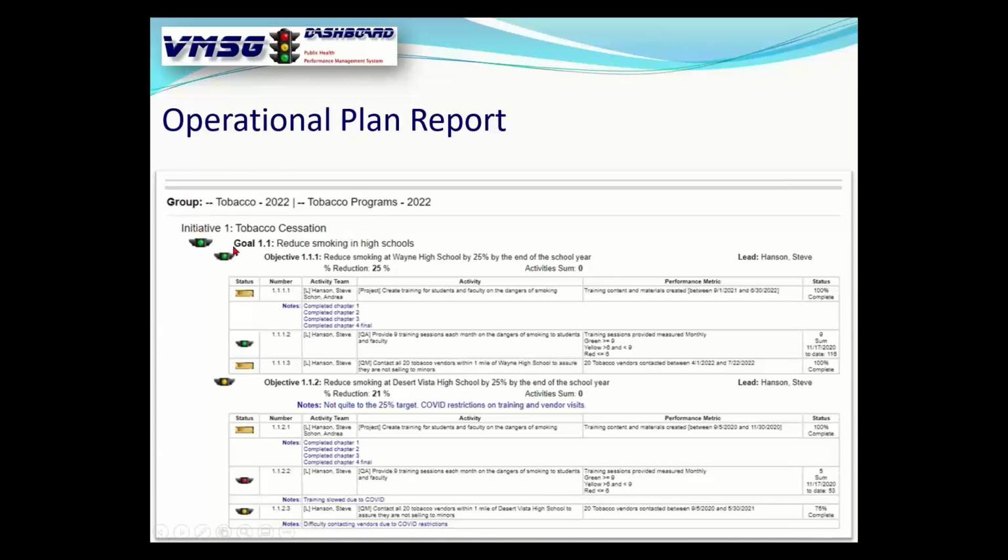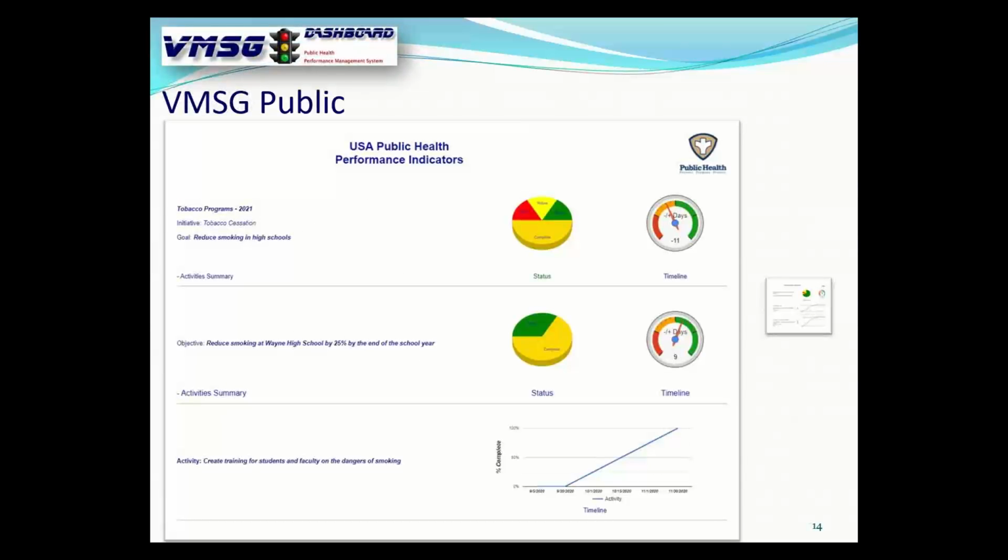So you've got the group, the initiative, the goal, the objective, the activities, the notes, all the status flags, percent complete, everything you want to know but were afraid to ask. This is the most detailed level of performance monitoring. It gets you down to the finite detail. Not everybody wants to see this level of detail. Some people just want to see an indicator of how we're doing on a specific area.